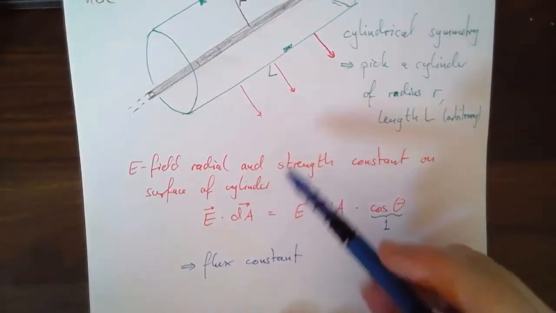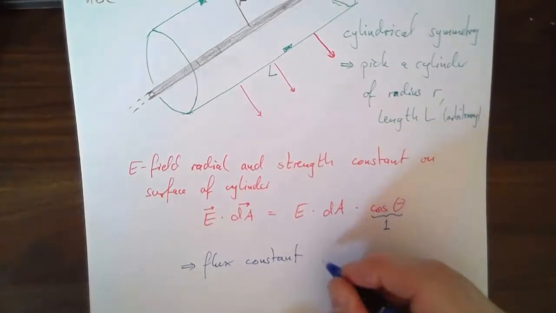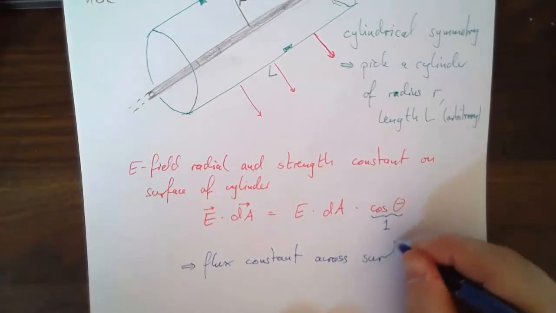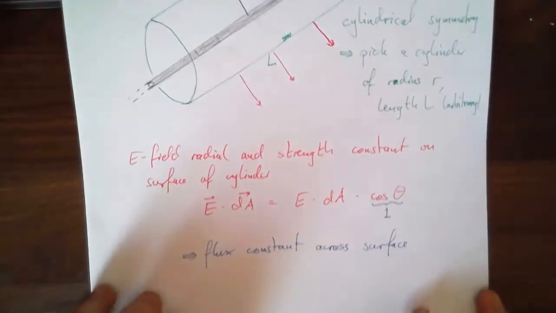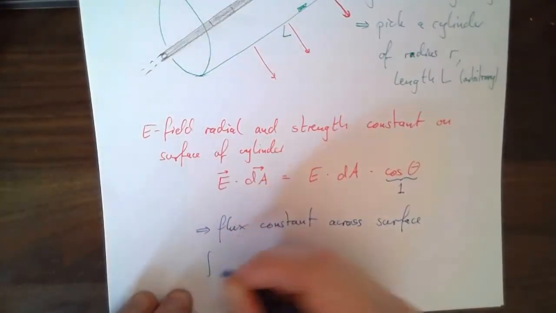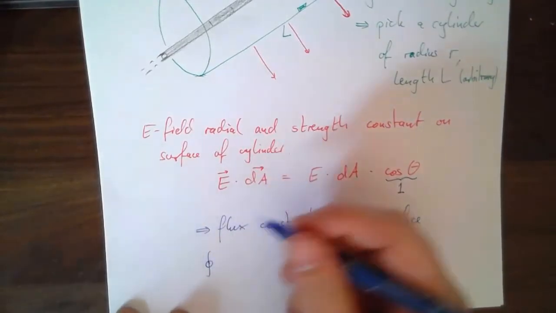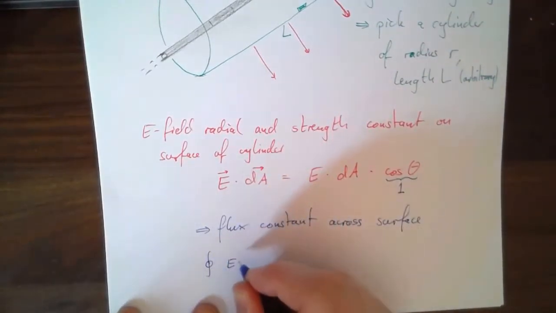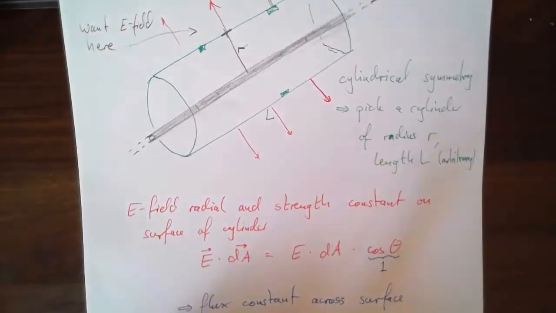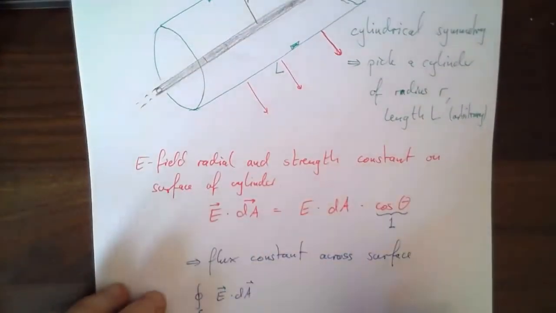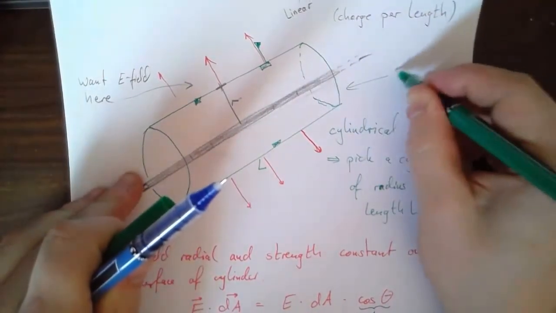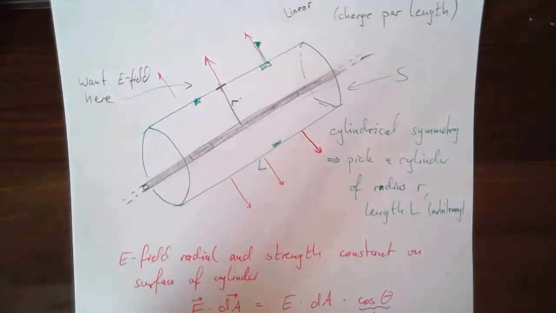Across the surface, you could say the flux density. I'm going to say the flux is constant across the surface. And let's work out what it is. This is, I guess, step 3: the integral of E dot dA. Our surface S is the green one, the cylinder. I haven't actually labeled it. The cylinder is S.